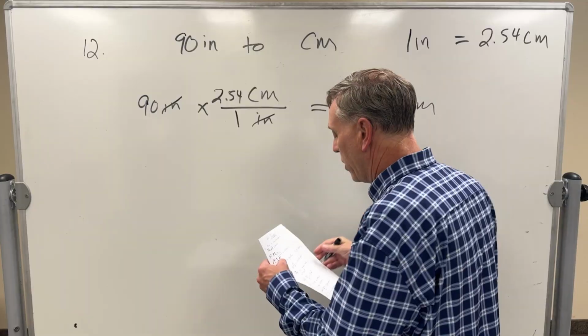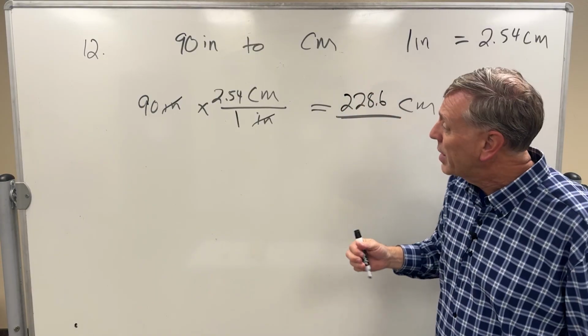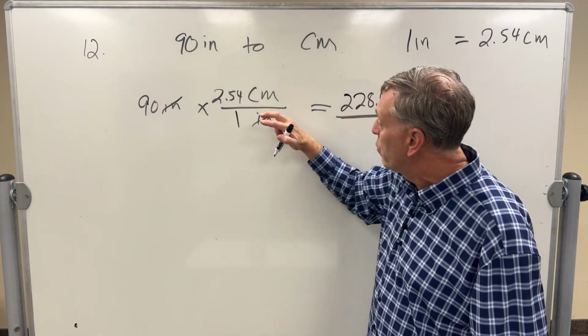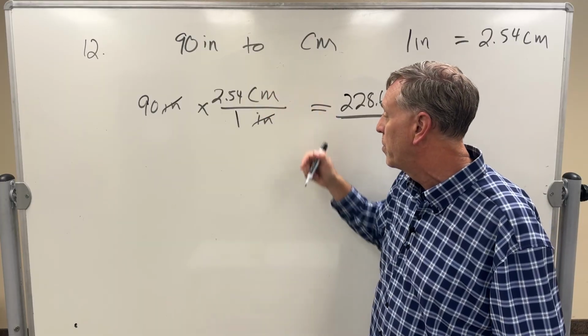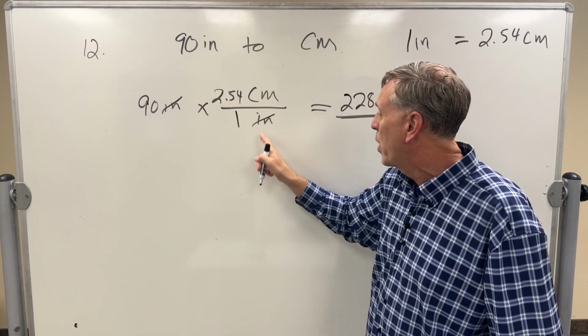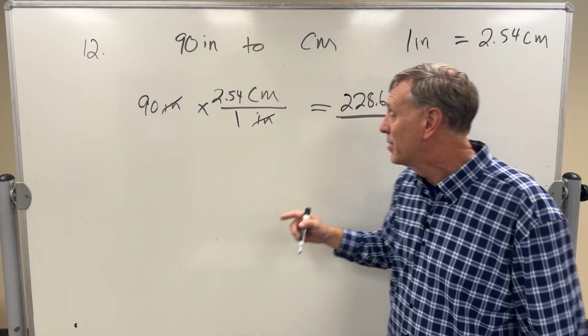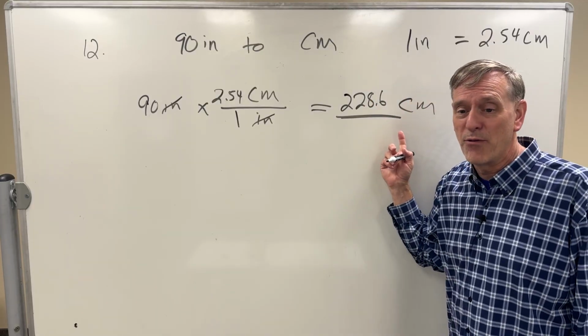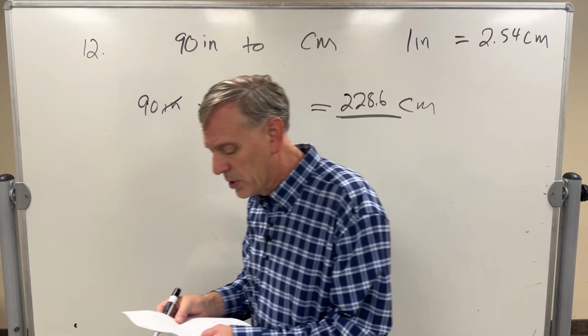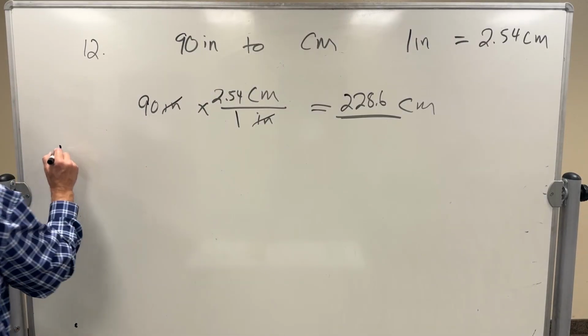228.6 centimeters. Now, this is important because if we got this confused and wrote this as inches over centimeters, you would get inches squared over centimeters. And that's clearly not the unit of measure we're looking for. So that's how the dimensional analysis is supposed to help us not get confused.